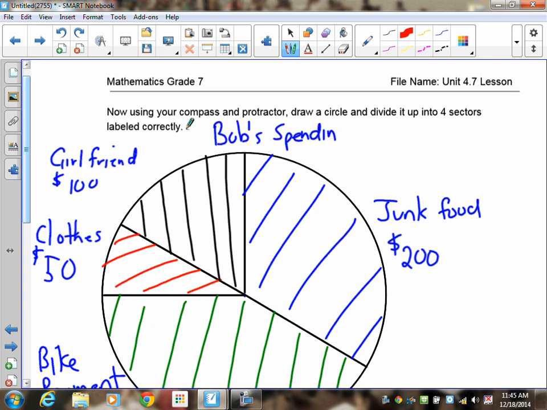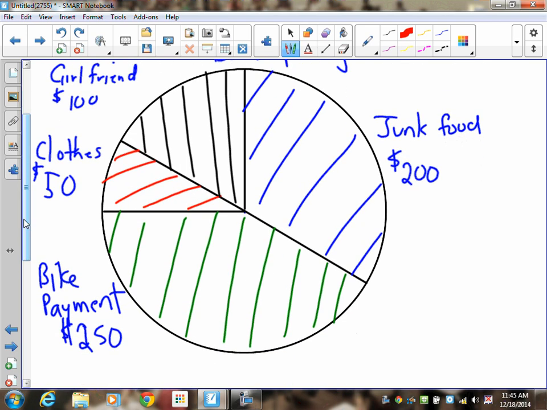So he now has a picture of where his money went, and from the picture you can see that the majority of his money is going to his bike payment. The second most is on his junk food, and the last one is his girlfriend, and finally he spends the least amount on his clothes.